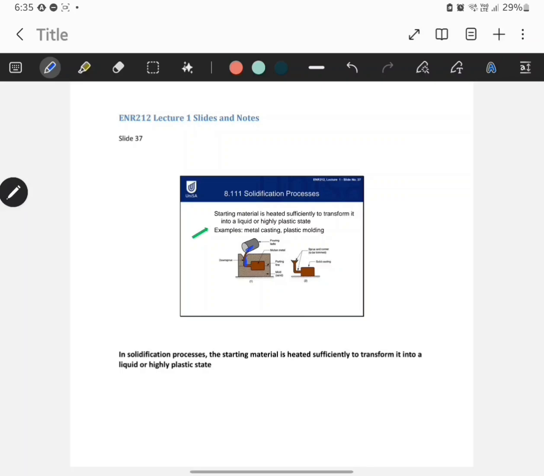Common examples include metal casting, since most metal products are made by metal casting, and plastic molding for plastic items.